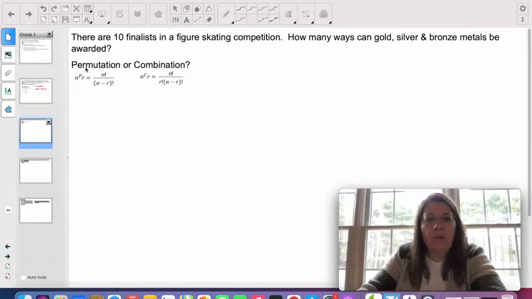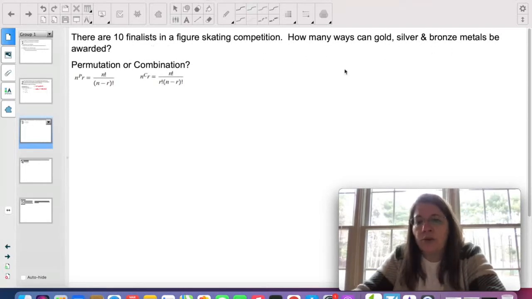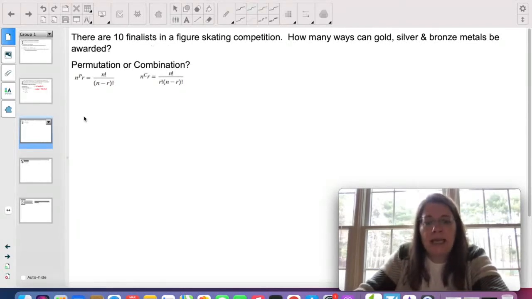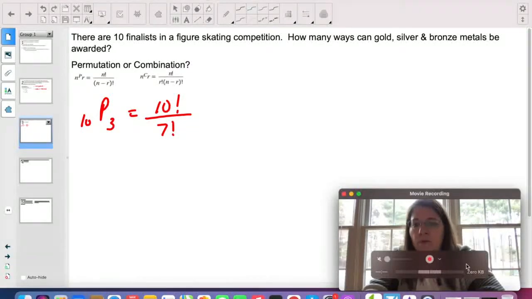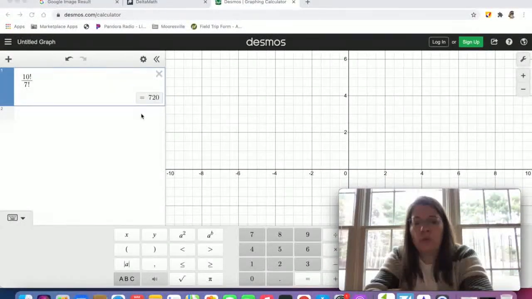We're going to use the permutation nPr, and in this case there were 10 finalists and we're choosing 3 winners. To set this up, it would be 10P3. Plugging into my formula, it would be 10 factorial over n minus r factorial. N is 10, r is 3, and 10 minus 3 is 7. So 10 factorial over 7 factorial is what I would figure out. I could then go to Desmos, and you see here I get the answer of 720.